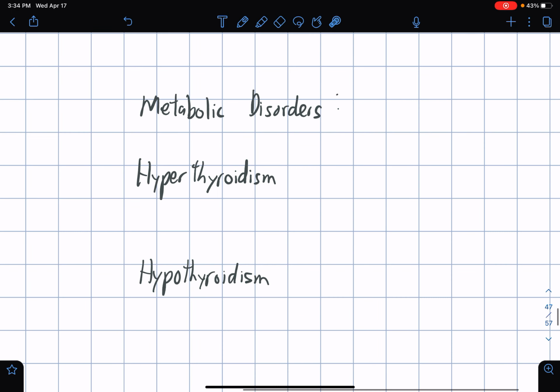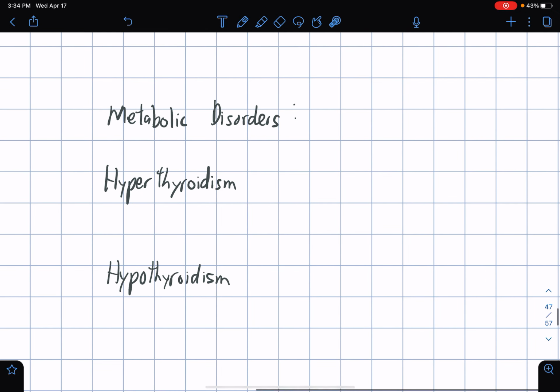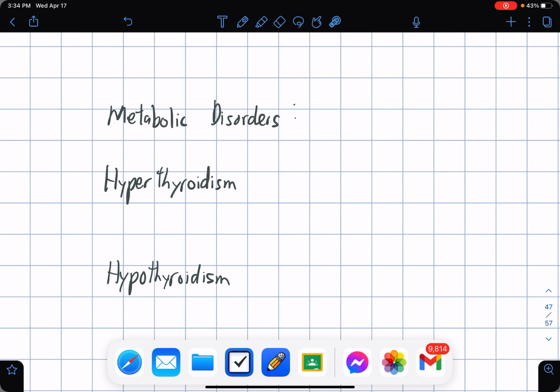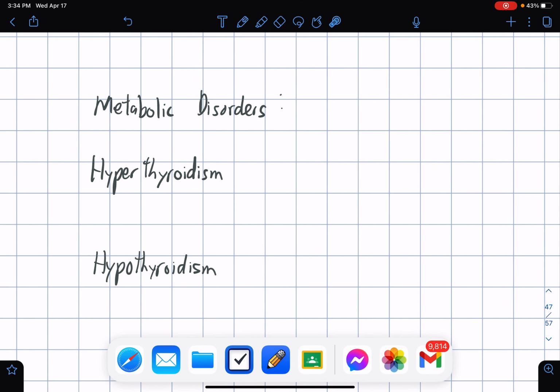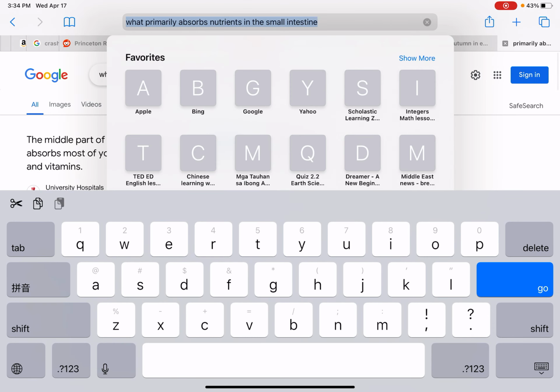What are two particular metabolic disorders? Hyperthyroidism and hypothyroidism. I can't really show the presentation of my teacher back in grade 7, but basically it involves the abnormal amount. If it's too much, then it's hyper. If it's too low, then it's hypo. But it involves some particular hormone.